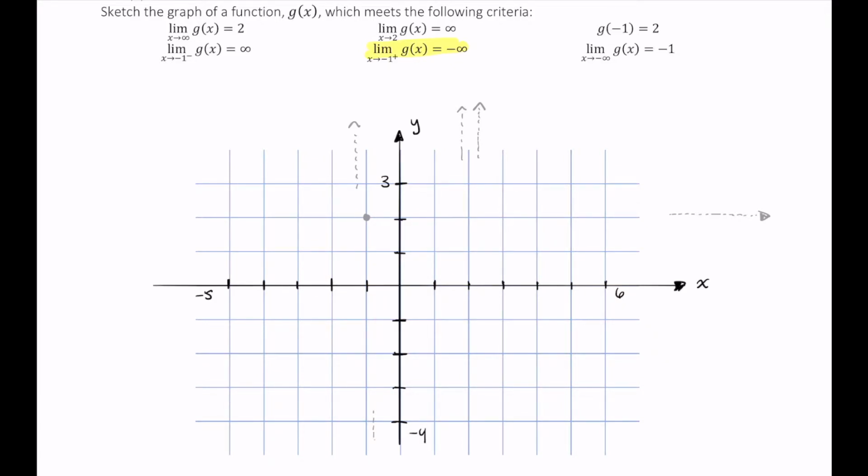So let's pencil in g over here. Finally, as x values grow more and more negative, that is, we're going out to negative infinity along the x-axis, we want our function to approach negative 1. So let me pencil that in.